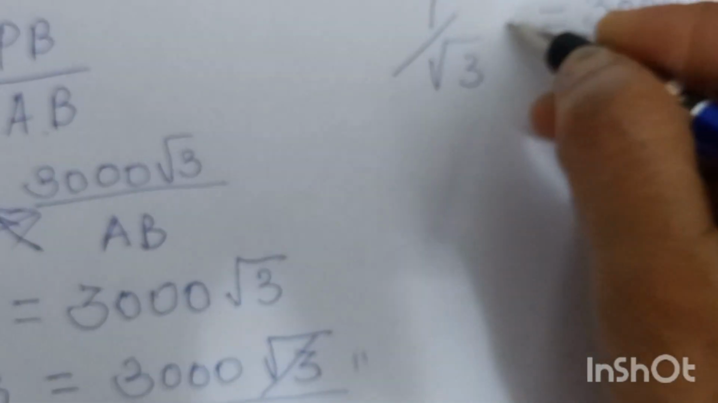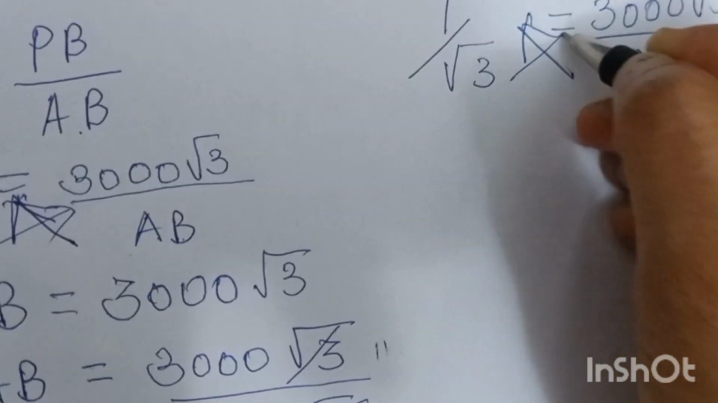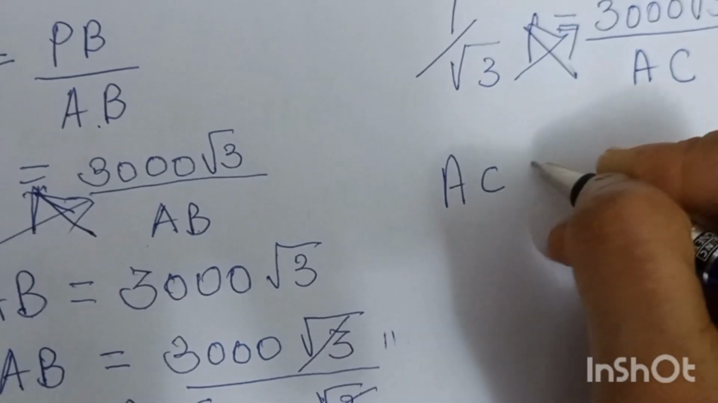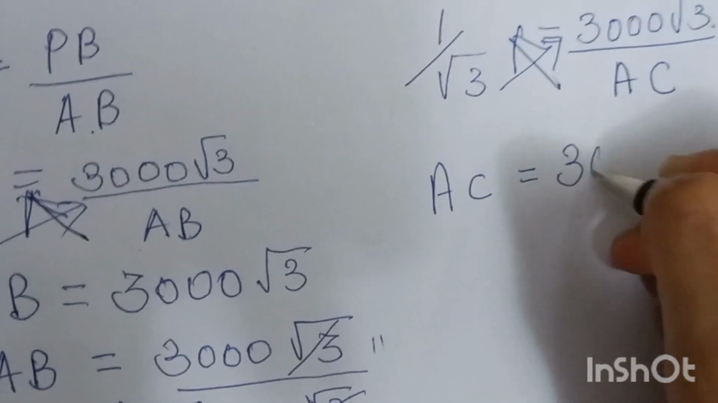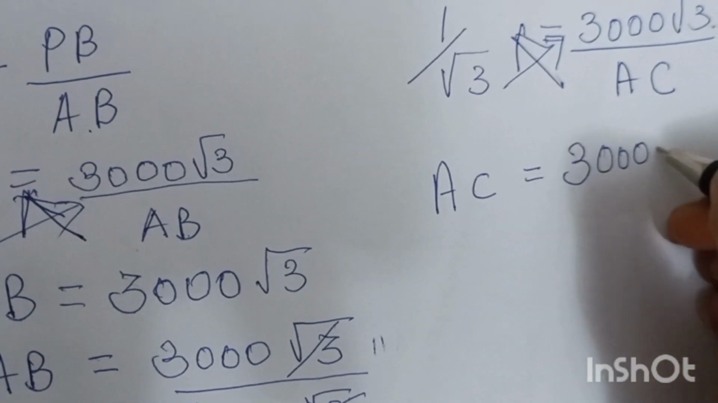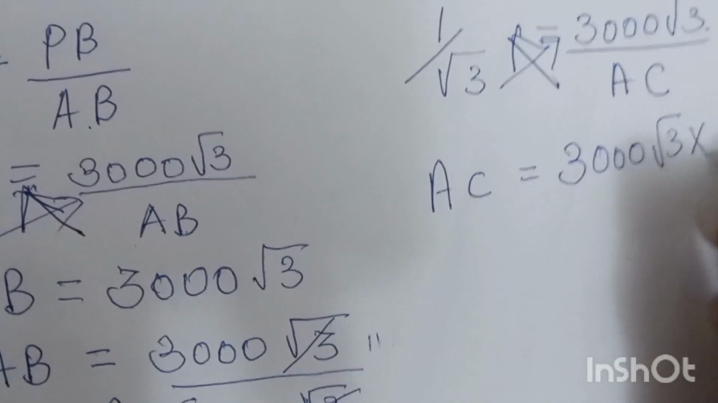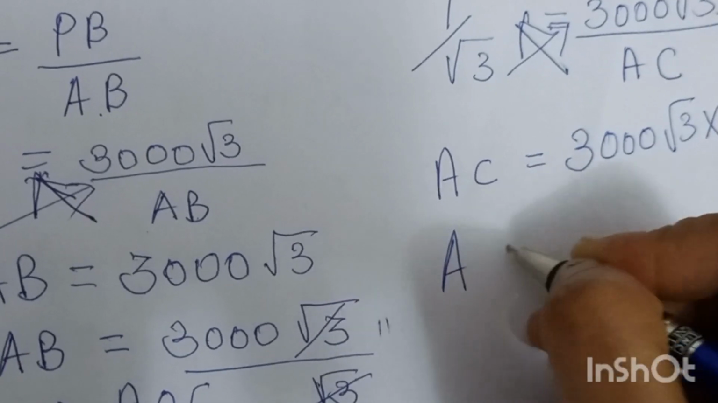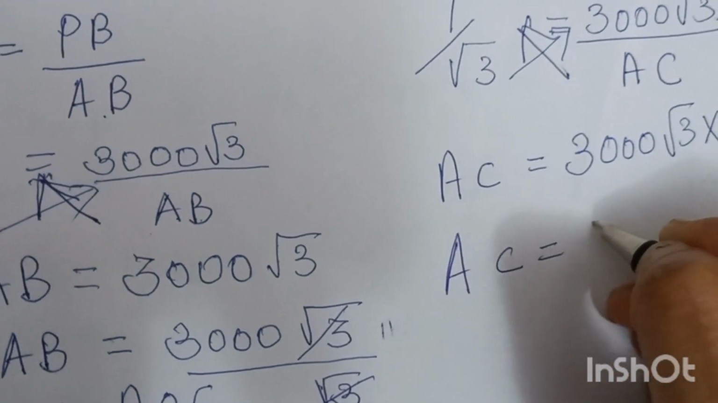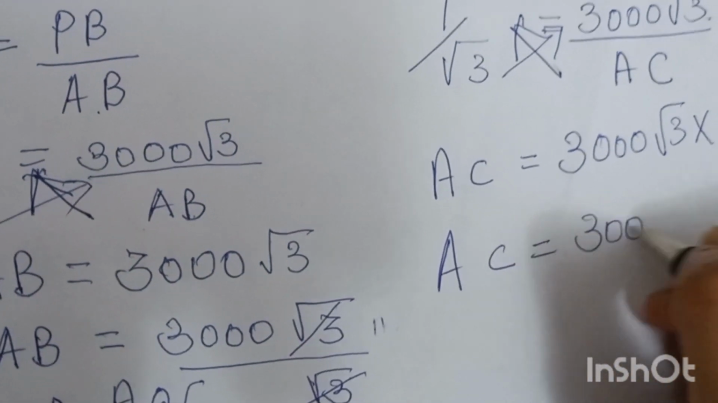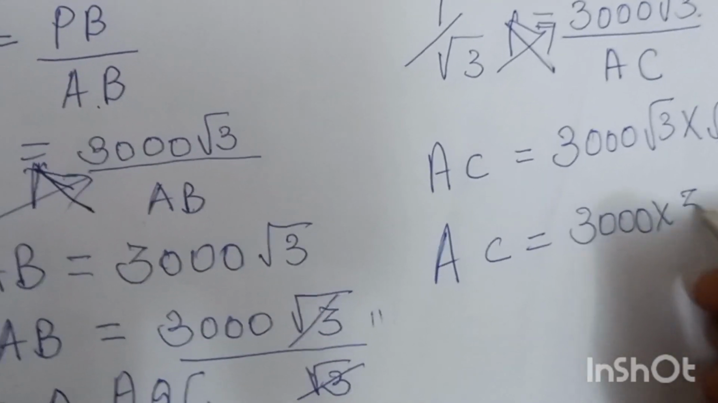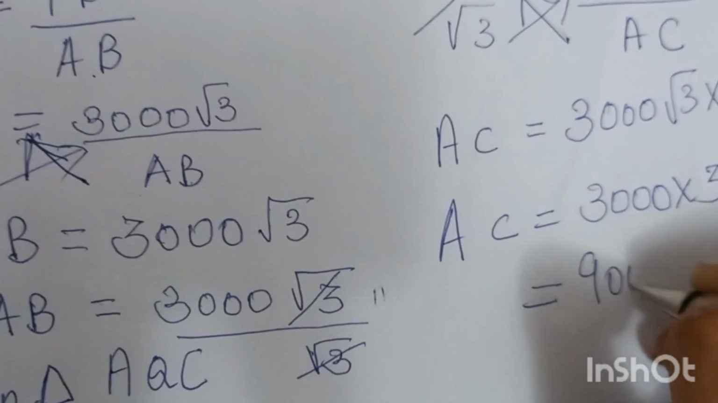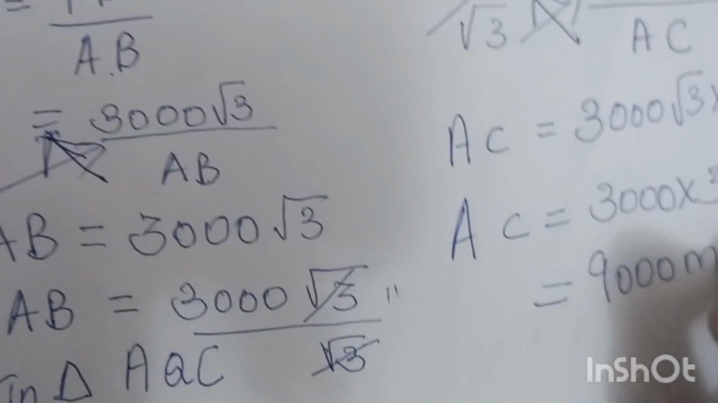AC. Just cross multiply. So we get AC is equal to 3000 root 3 into root 3. So we get AC is equal to 3000 into 3, since root 3 into root 3 is equal to 3. So we get AC is equal to how much? 9000 meter we get, isn't it?